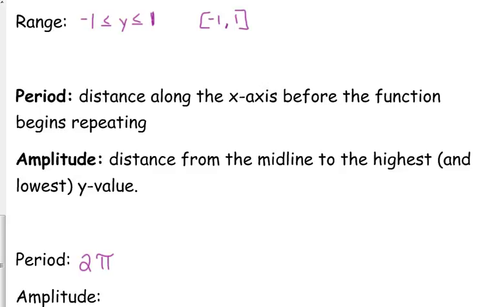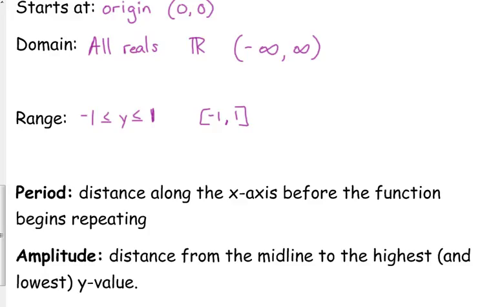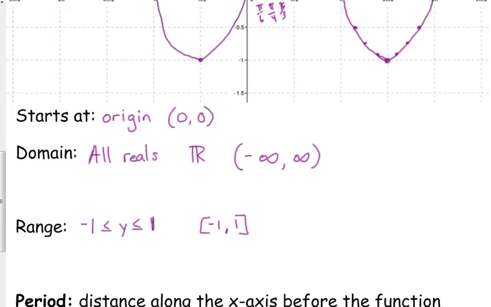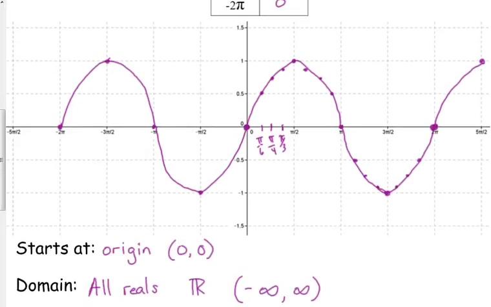We also have another new term called the amplitude. The amplitude is defined as the distance from the midline to the highest and/or the lowest y value. Okay, it should be the same because the midline is our horizontal line of symmetry. It is the line that runs straight through the middle of this function that would cut it in half. In this case, our midline is the x-axis.